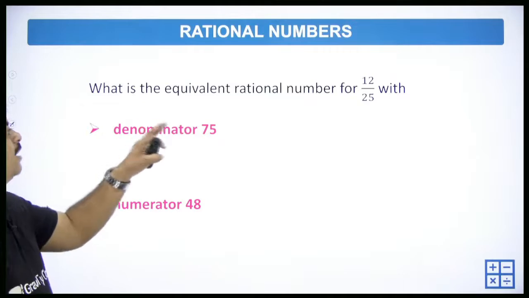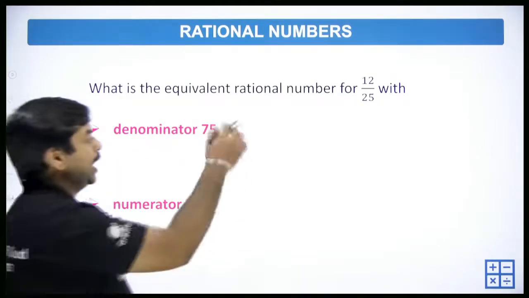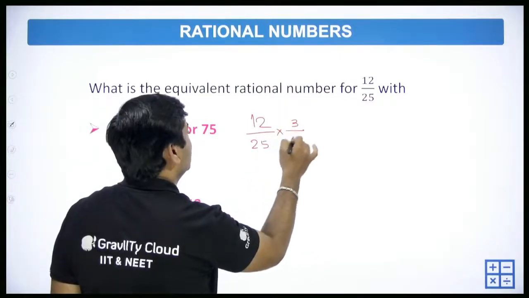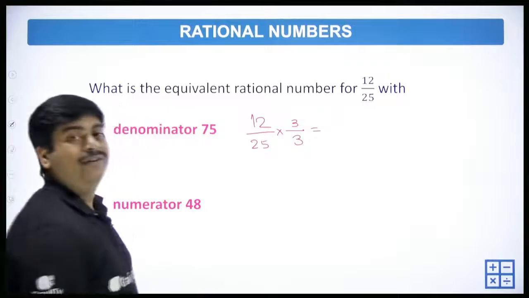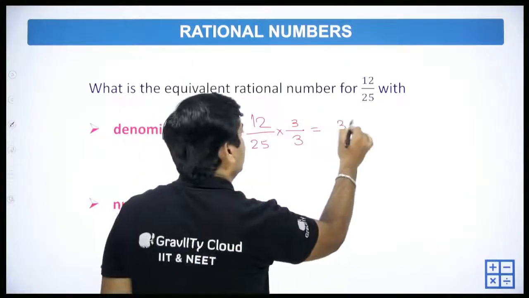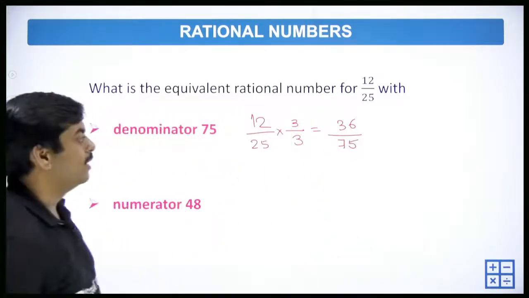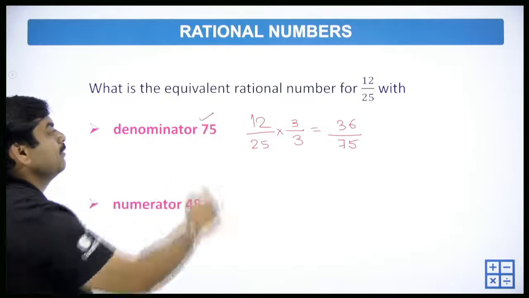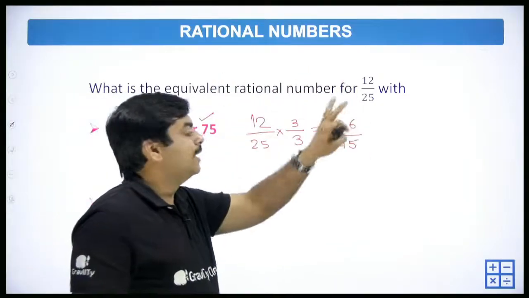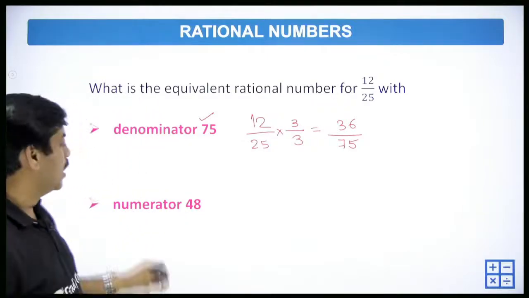What is the equivalent rational number for 12 by 25 with the denominator 75? We have 12 by 25, just multiply with 3 in the numerator and the denominator. That will give you 12 into 3, which is 36, by 25 into 3, which is 75. So with the denominator 75, the equivalent rational number for 12 by 25 is 36 by 75, right?